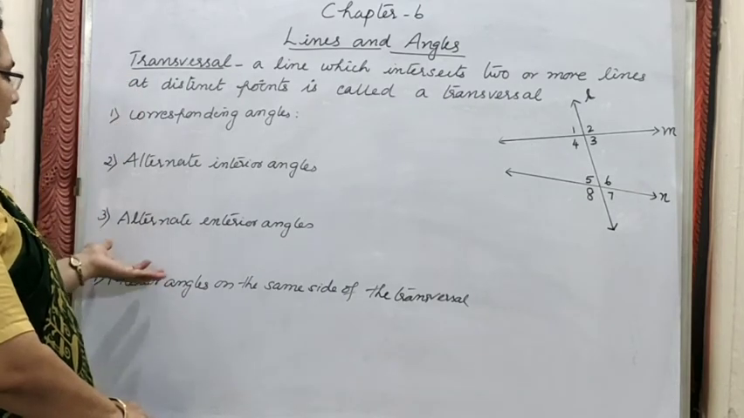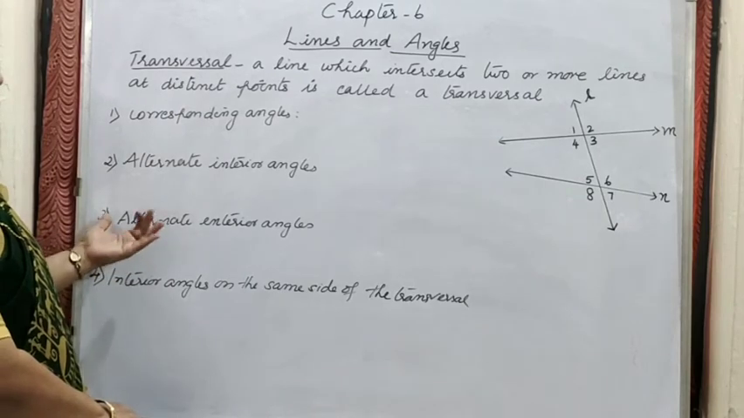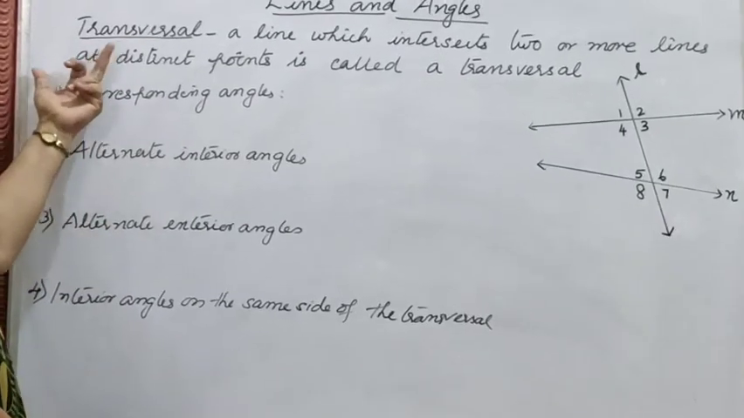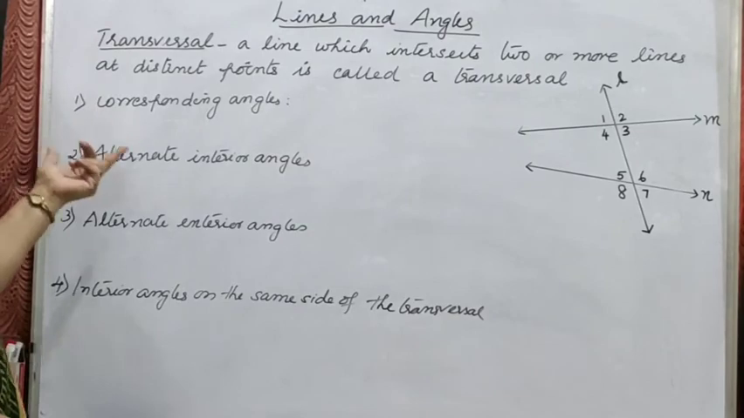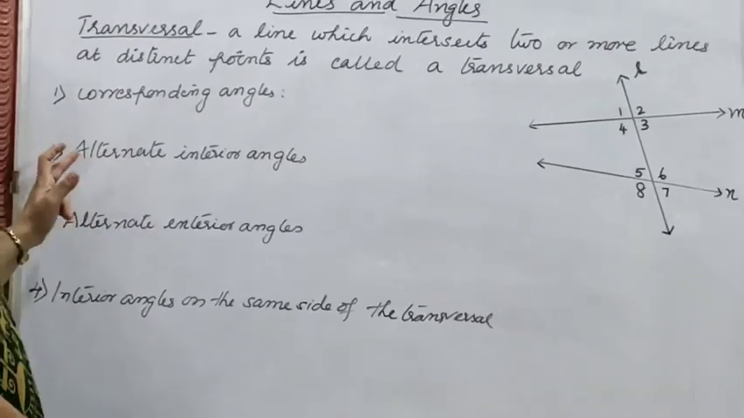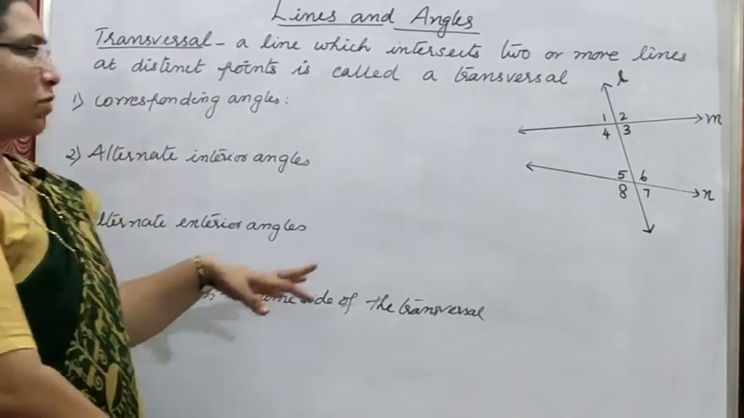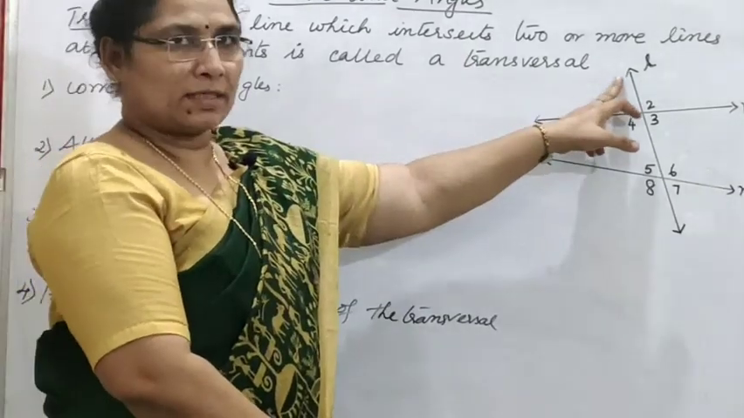Already we have learned all this in the lower classes. Just recall the properties. What is meant by transversal? A line which intersects two or more lines at distinct points. So that means L is a transversal here.